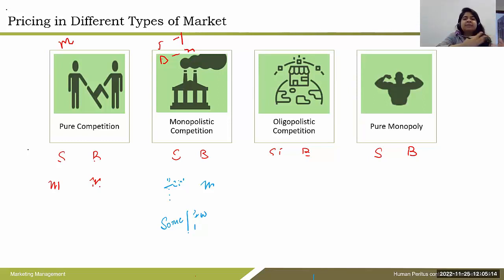Let's say Lay's has some completely different flavors. Uncle Chips has different flavors. Kurkure has very different flavors. Like that, and based on that, they're trying to charge you differently. But actually, they're all selling at the same price. Okay. Oligopoly, or oligopolistic competition. How many buyers, how many sellers?